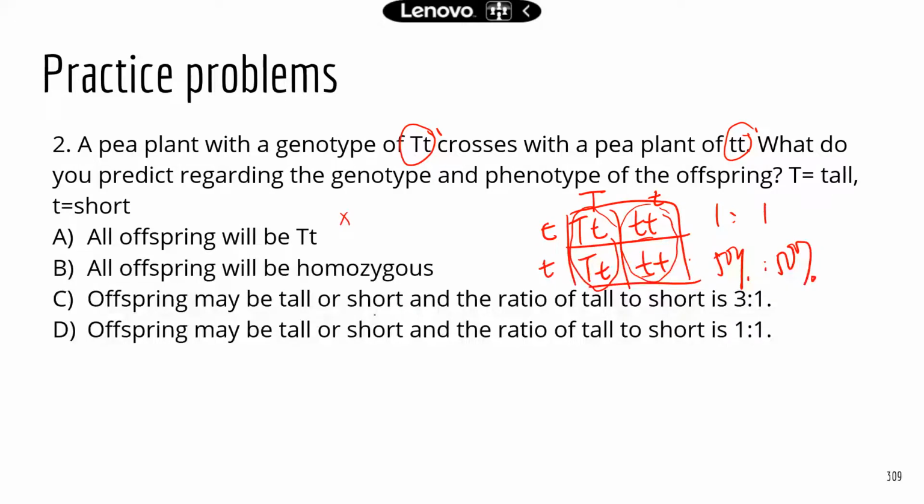Offspring may be tall or short. That's correct. And the ratio of tall to short is 3:1? That's not right. We just calculated this. It should be 50-50, so it's a ratio of 1:1. D, offspring tall or short, that's correct. The ratio would be 1:1. So that's the correct answer.